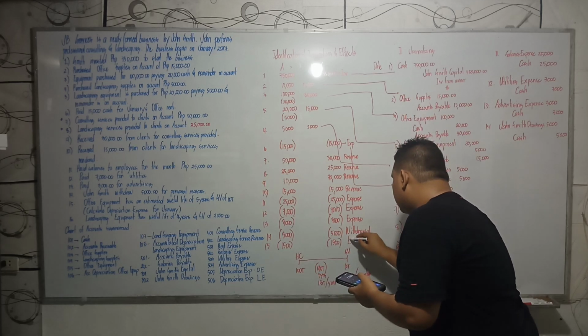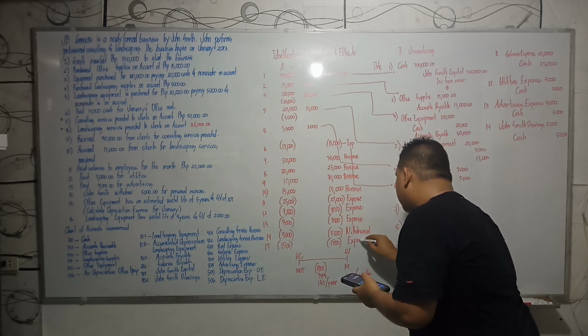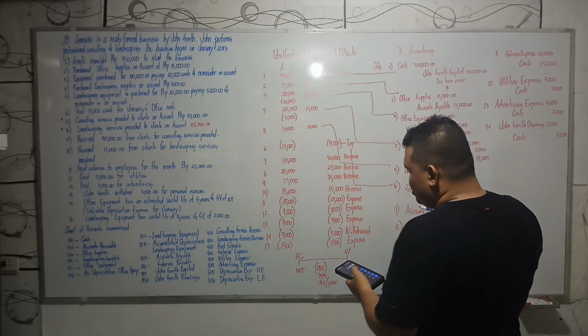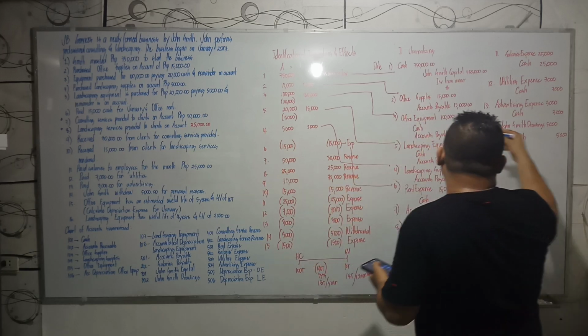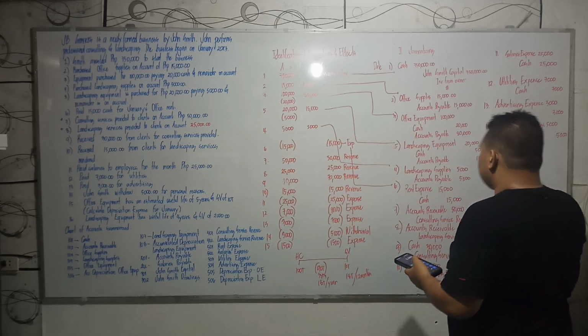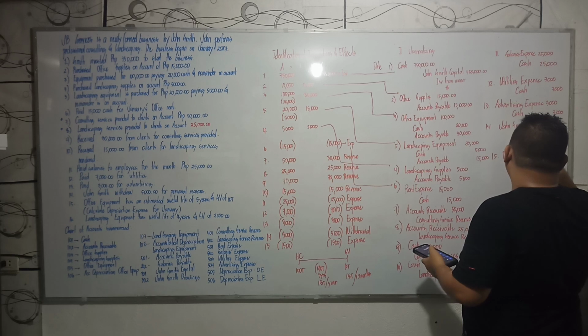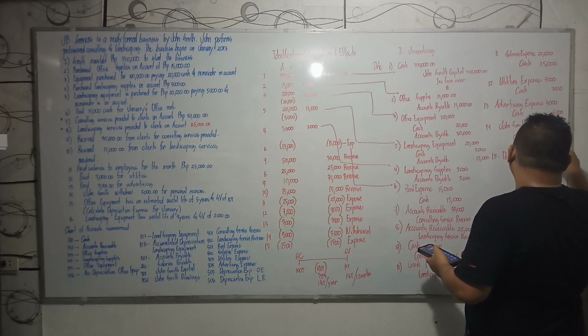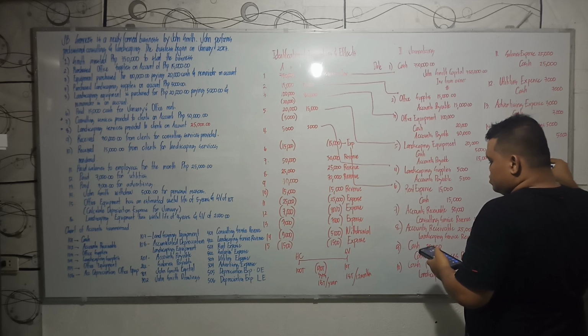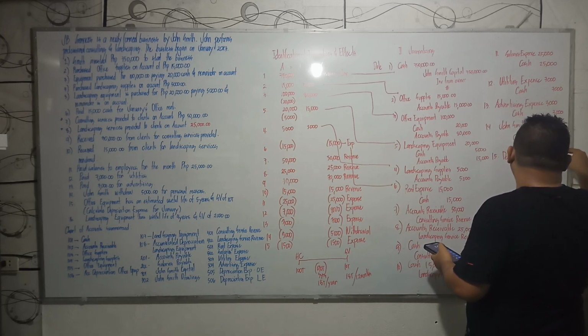But this is an expense, because depreciation expense is an expense, and we have that here. So we're going to use that in our entry. Depreciation expense. How much is that? It's 1,500.